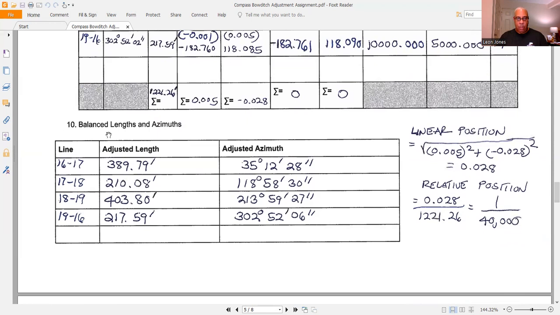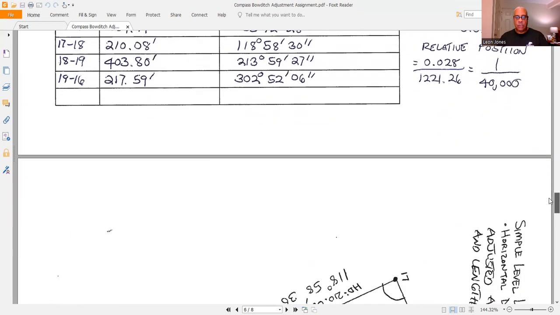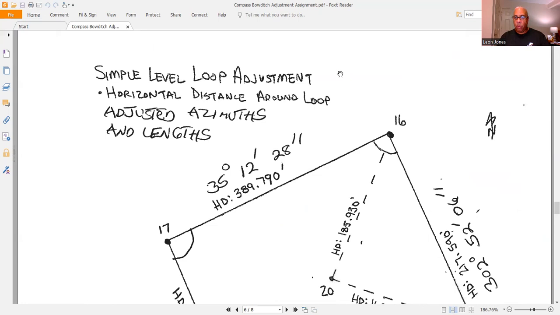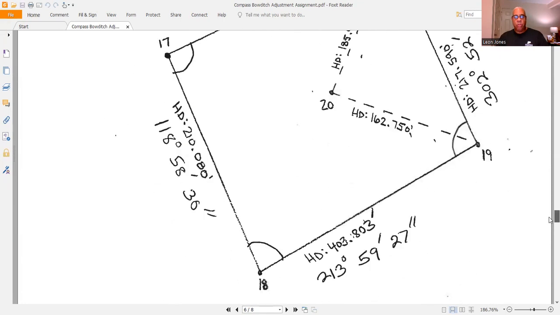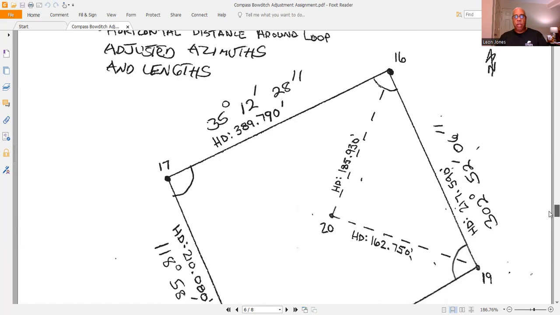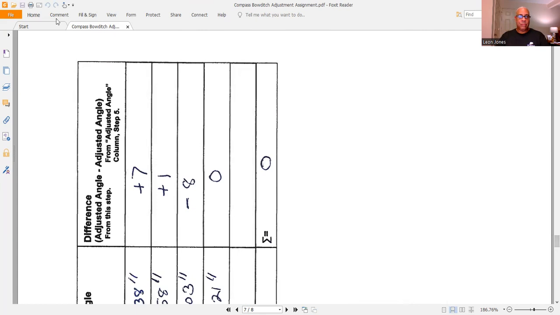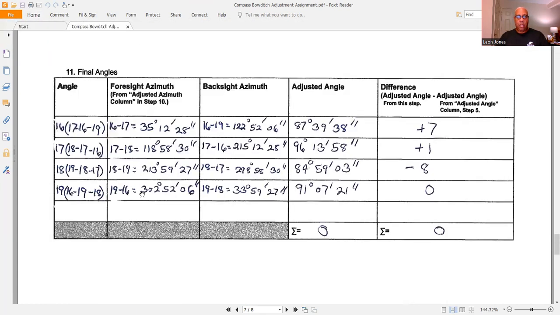And then I have my balanced lengths and azimuths, labeled all my points, and these are all adjusted azimuths. Again, always have a drawing. Let people know what you're doing and let them see the results. And here is one with all of the adjusted azimuths and lengths. And I did everything the same way.